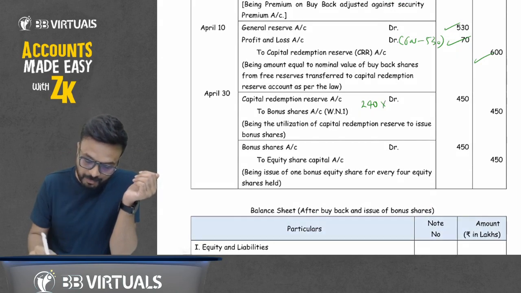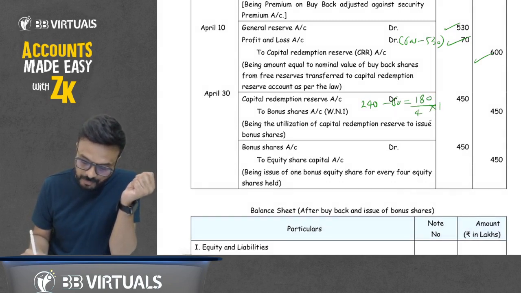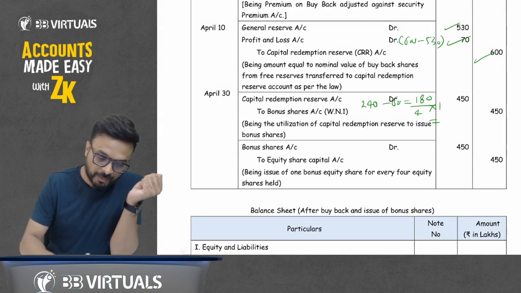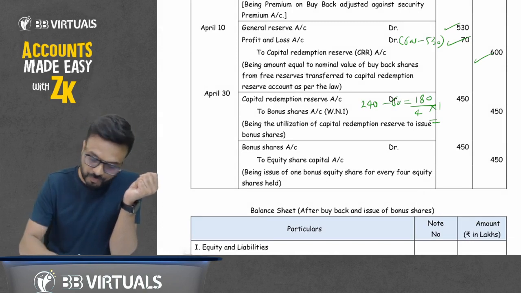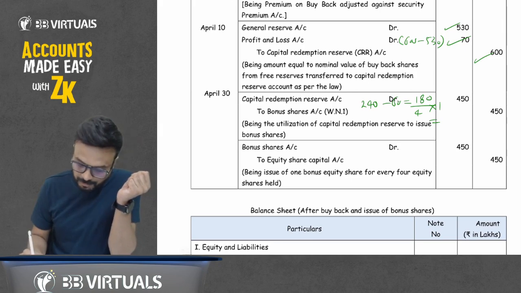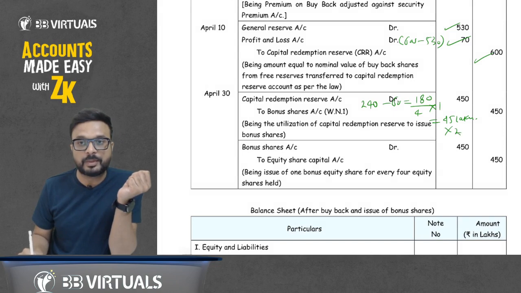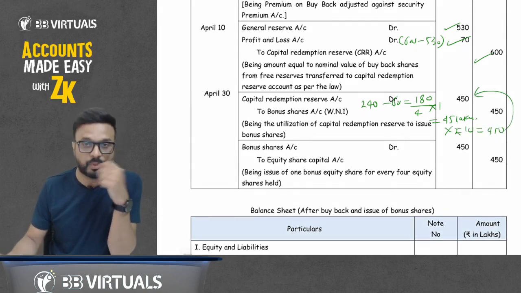They have done the buyback of 25%, that is 60. So how many shares do they have? 180. For every 4 shares they are giving 1. So 180 divided by 4 multiplied by 1, that's 45 lakh bonus shares. Share is of rupees 10, multiplied by 10, this comes to 450. This is the amount of bonus.